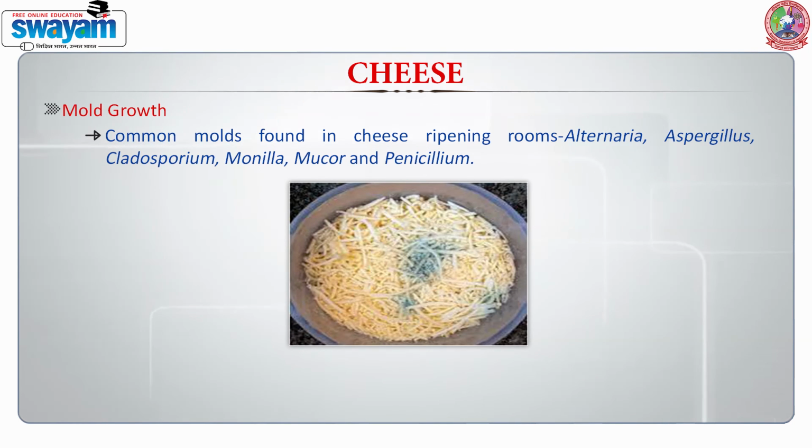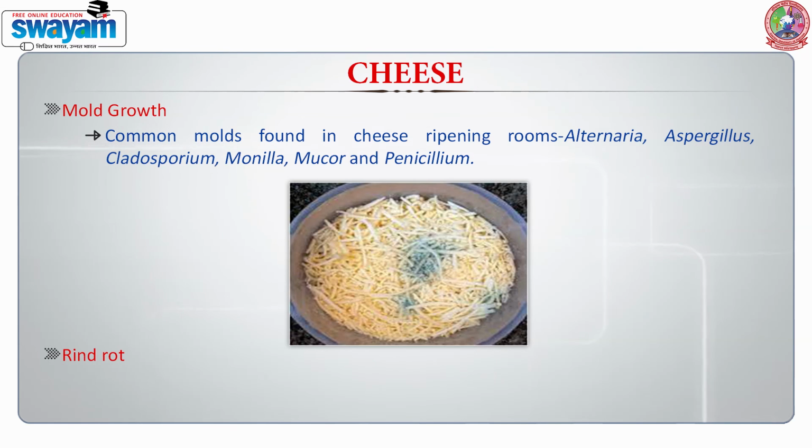When we talk about the cheese, it's not only a favorite for the growth of the bacteria, but molds also love to grow on cheese. And the most common molds which are usually growing and spoiling the cheese are Alternaria, Aspergillus, Cladosporium, Monilia, Mucor, Penicillium. These are usually growing in the cheese ripening room, and they grow on the surface of the cheese and they lead to its spoilage.